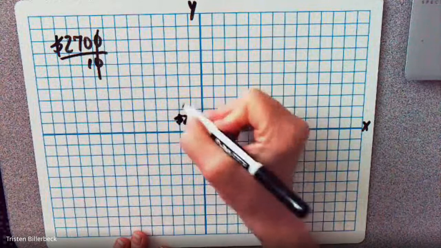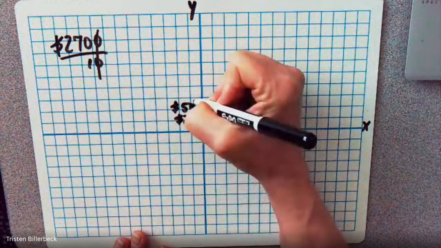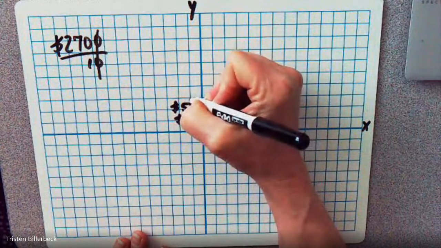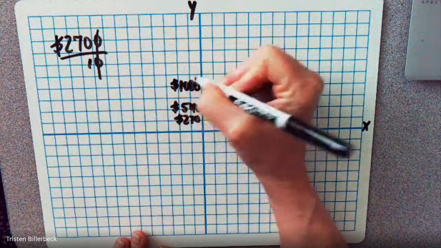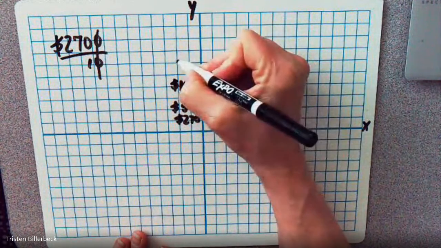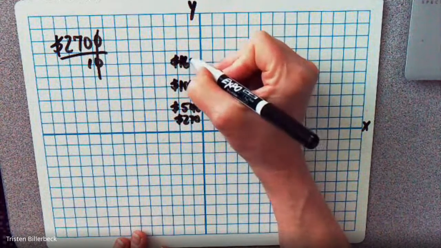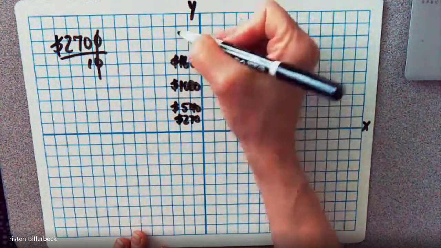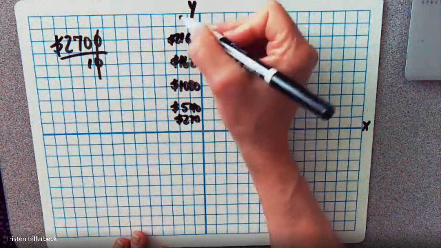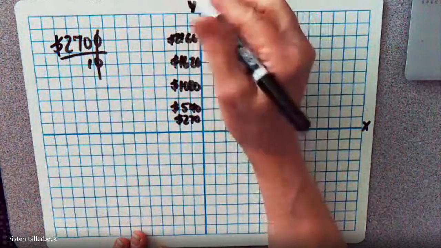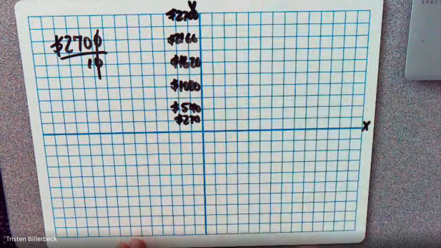The next one would be 540. Okay, let's double it up. So that's adding 270. Let's add 540 again. So we have 1,080. Then add 540 to that. So that gives us 1,620. Then add 540 to that. We have 2,160. And then this top one will be 2,700. So we have the amount up there.